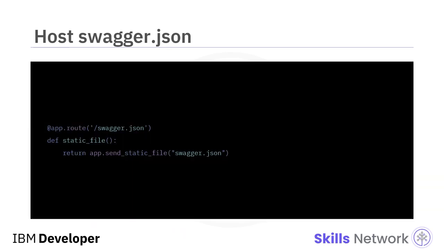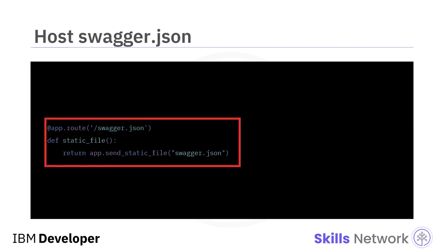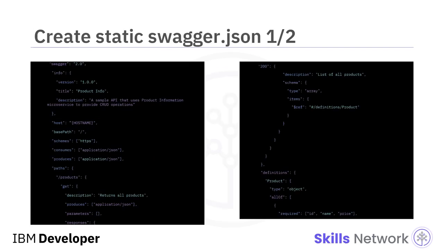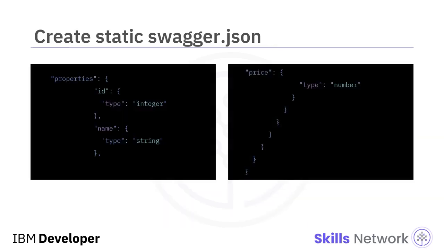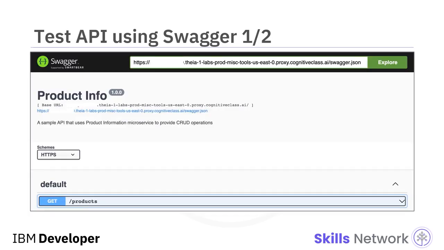You need to expose this file as well with your API, so you need a route that will serve your static swagger.json file. Swagger is a JSON file and requires some basic configurations to be present. Here, in this example, you are creating the product microservice API Swagger and providing the model and path for getting the products list and defining the properties of the product object. So you now have an API definition and Swagger.